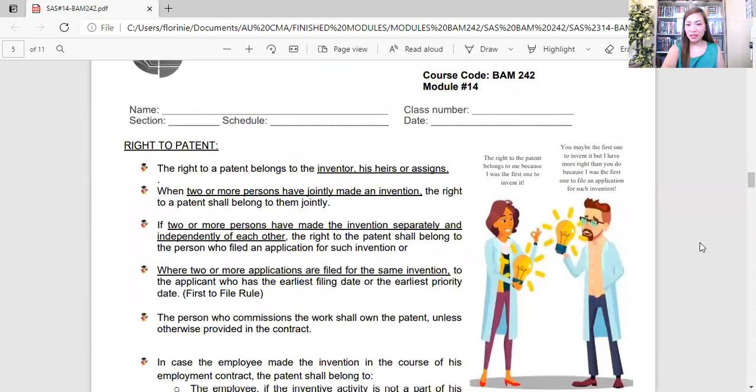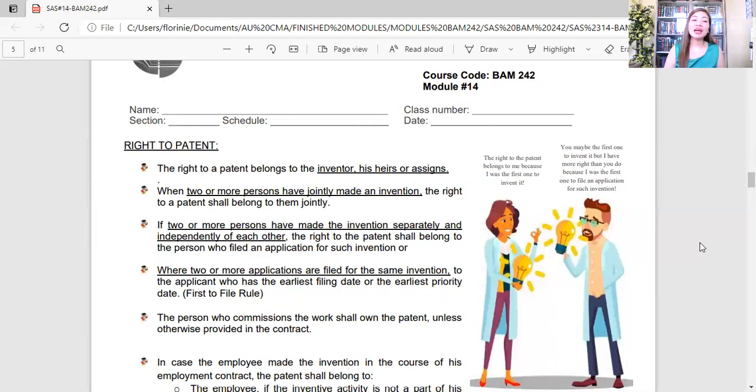Pag-usapan natin yung right to patent. Kunwari may nag-uusap na dalawa, tignan natin kung ano pinag-uusapan nila. The right to the patent belongs to me because I was the first one to invent it. You may be the first one to invent it, but I have more right than you do because I was the first one to file an application for such invention. So kaya yung tama dito sa dalawa, yung unang naka-invento o yung unang nagparehistro?